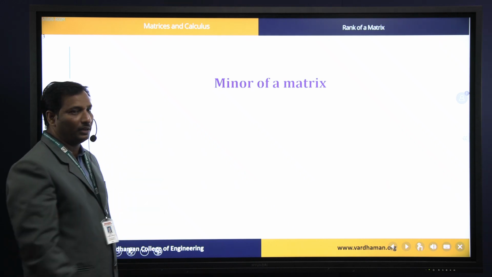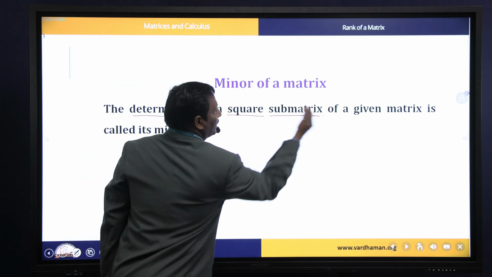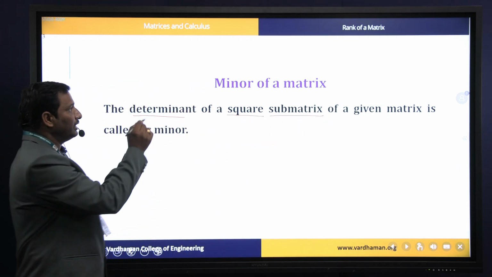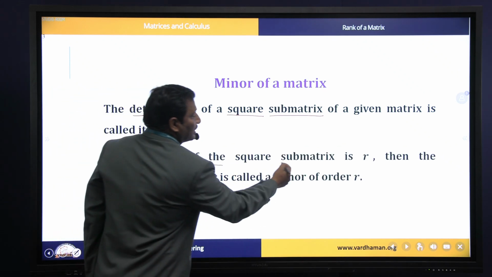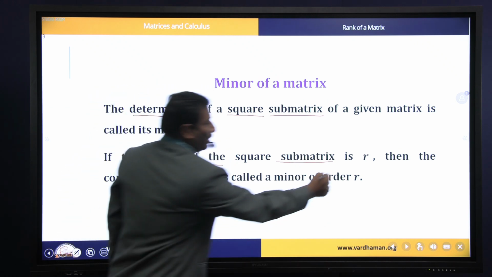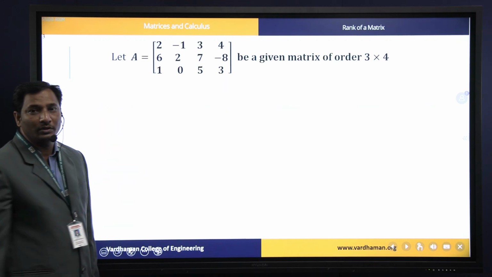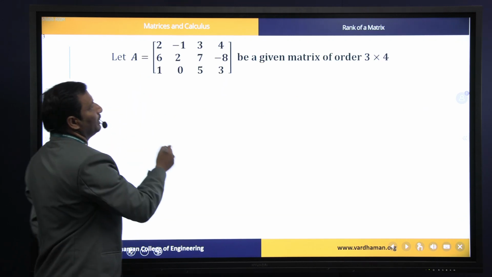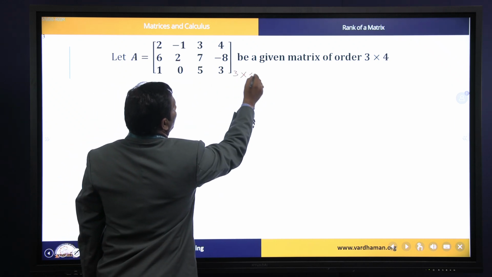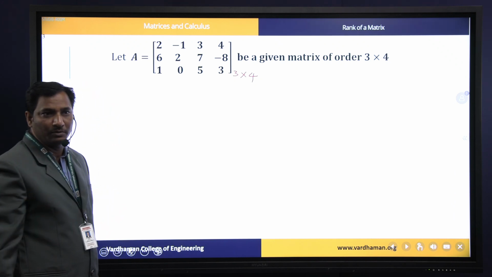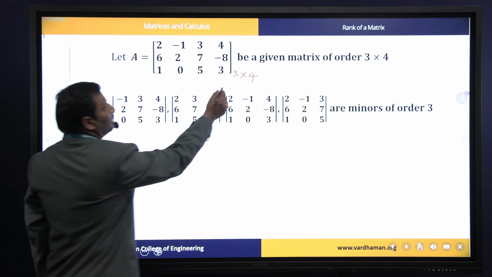Now we'll define what a minor of a matrix is. The determinant of a square submatrix of a given matrix is called a minor. If the order of the submatrix is R, then the minor is of order R. Now we'll see an example. Let us consider a matrix A of order 3 by 4, that means 3 rows and 4 columns. Now we are going to form the minors of this matrix of order 3 by 4.